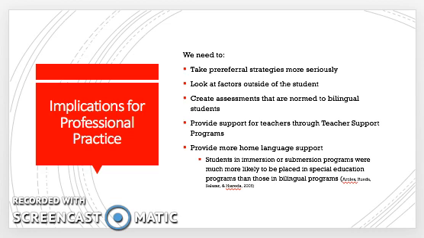We also need to provide support for teachers through teacher support programs, and I think it would be really interesting to start one of these at the school I work with. Starting a program where teachers can refer themselves when they need additional support, when they're having difficulty in the classroom, and having a group of teachers that they can bounce ideas off of. I think this would be really beneficial for the school at large. In addition, I think there's a need to provide more home language support. Students in immersion or submersion programs were much more likely to be placed in special education programs than those in bilingual programs. That shows me that if we provide more home language support in the classroom, then we can hopefully prevent those unnecessary referrals.